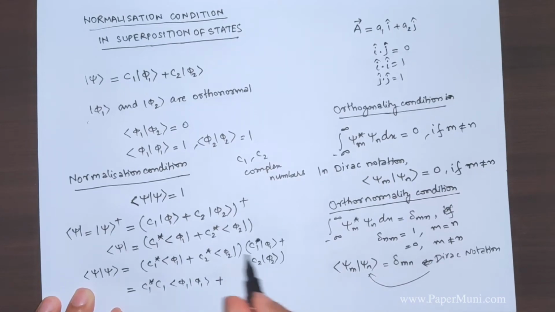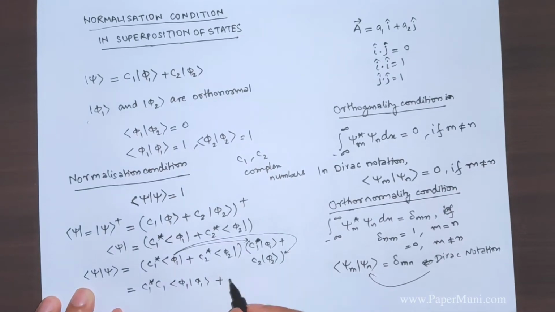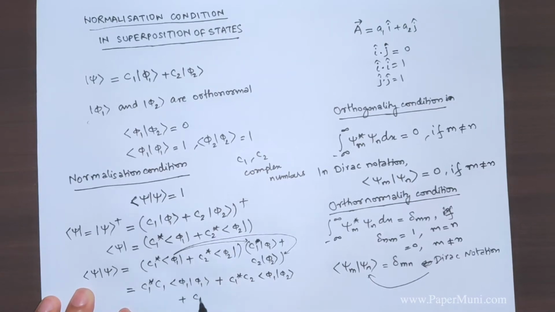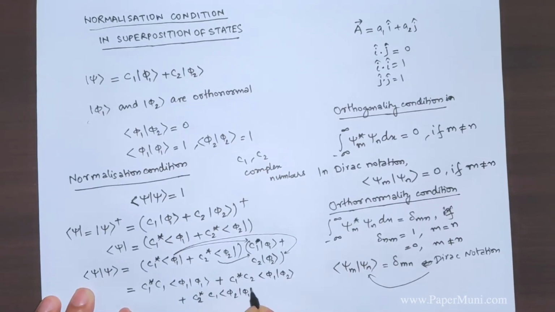Now plus, first we took this one and this one, and now we'll take the product of this with this. So this is basically C1 star C2, this is phi 1 phi 2, the inner product of phi 1 and phi 2. Now plus C2 star C1, the inner product of phi 2 and phi 1, plus C2 star C2, the inner product of phi 2 and phi 2.